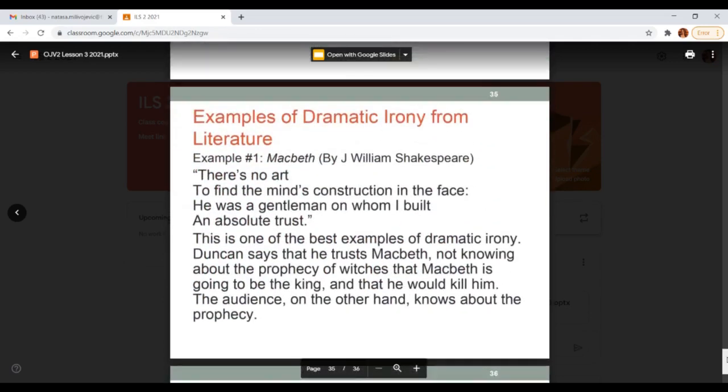And then one example of dramatic irony from literature would be Shakespeare's Macbeth, which is again one of the most frequently quoted examples, the best examples of dramatic irony in the literature of all time, where Duncan says that he trusts Macbeth, not knowing about the prophecy of the witches, that Macbeth is going to be the king and that he would actually kill him. So the audience, on the other hand, knows about this prophecy, so again, has more knowledge about the unfolding of the events than Duncan at that point in the play on stage.